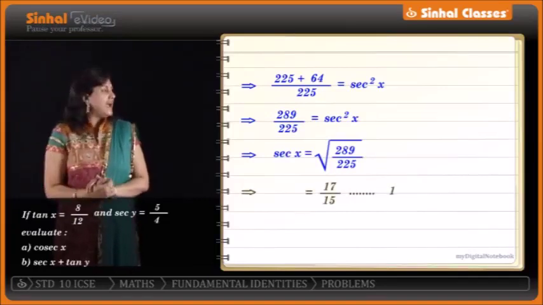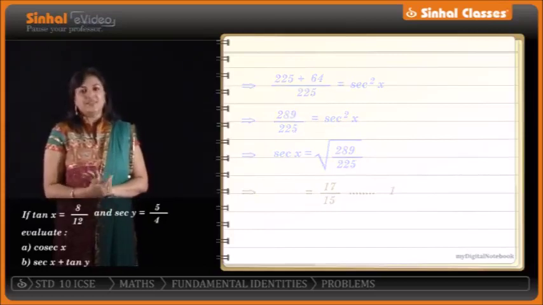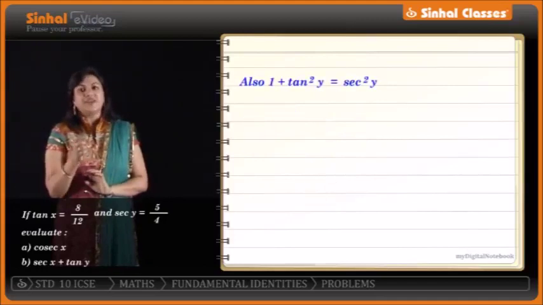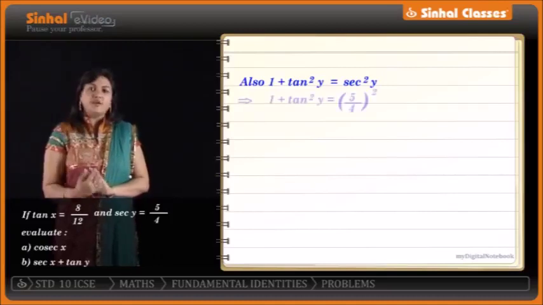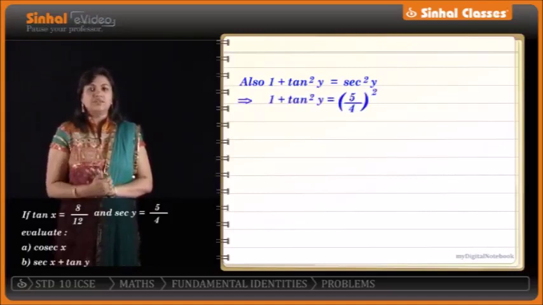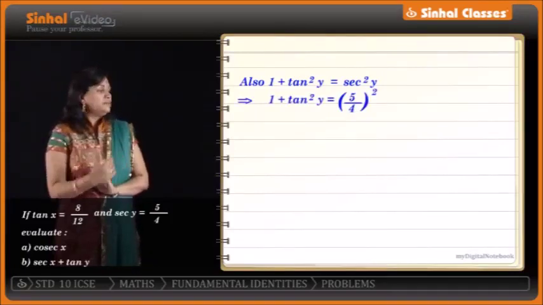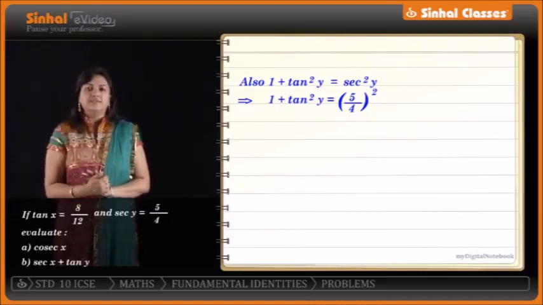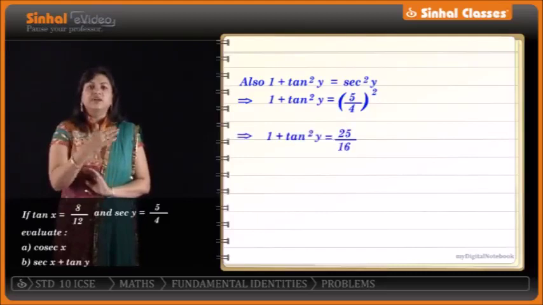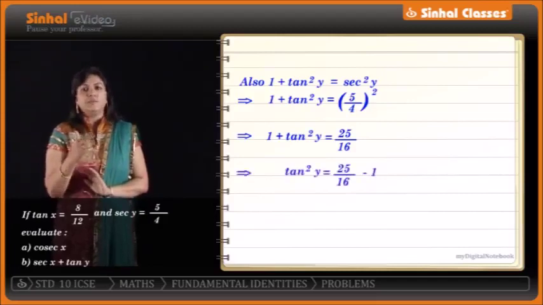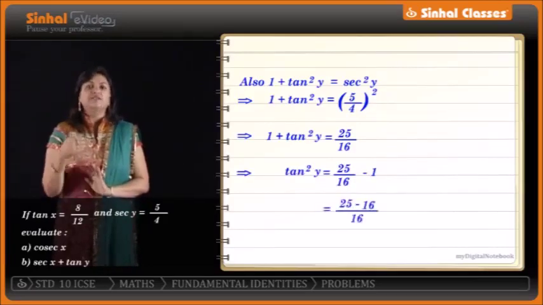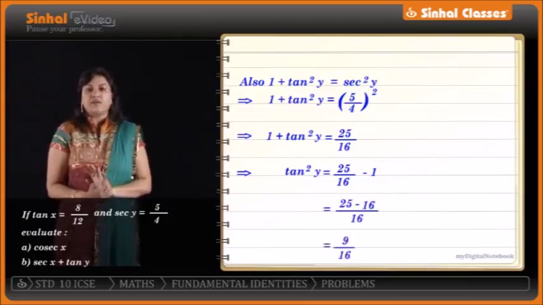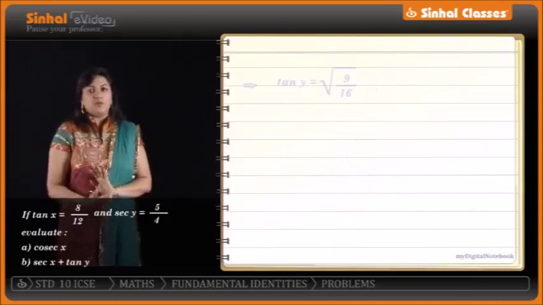Now we want to find tan y. We use the identity 1 plus tan square y is equal to sec square y because we are given the value of sec y. We get 1 plus tan square y is equal to (5 upon 4) the whole square, which gives us 25 upon 16. Now we simplify this as 1 plus tan square y is equal to 25 upon 16. Transfer 1 to the other side, we have tan square y is equal to 25 upon 16 minus 1. Take the LCM as 16, (25 minus 16) upon 16, which is 9 upon 16. But this is tan square y. So tan y is 3 upon 4.